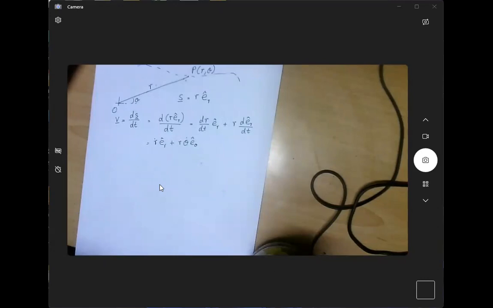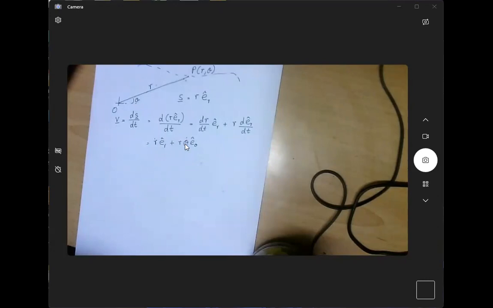When it traces a circle, r is a constant, right? If r is a constant, dr over dt, or r dot, is how much? It should be 0, right? So this part will not be there.